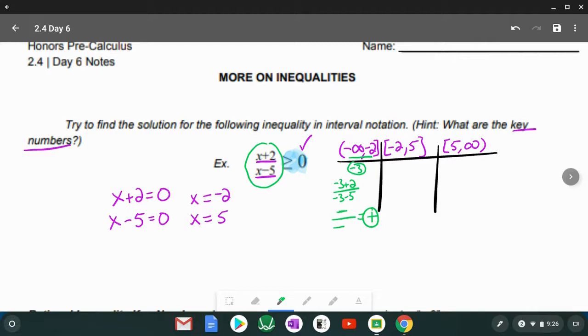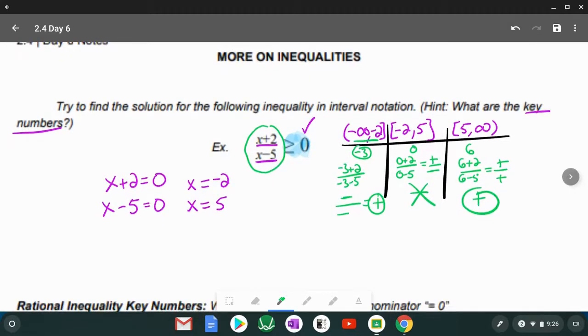Second number that we're going to plug in is 0. So if I plug in a 0, 0 plus 2 over 0 minus 5 is going to be a positive over a negative, which would give me a negative output, which is not what I'm looking for. And then the last section, if I plug in 6, 6 plus 2 over 6 minus 5 would be a positive over a positive, which again gives me another positive.